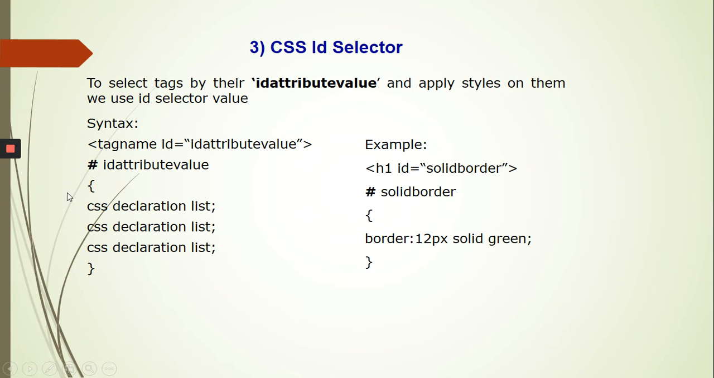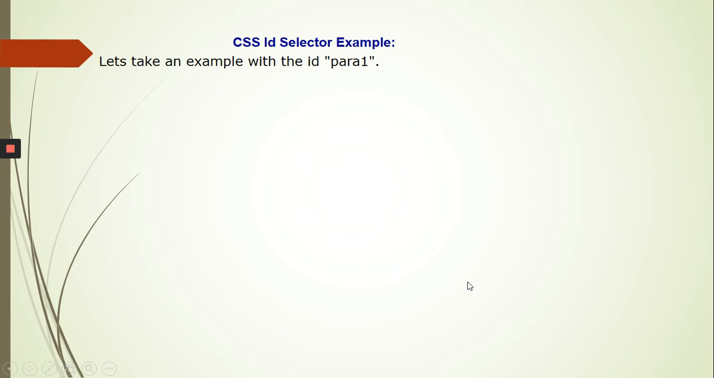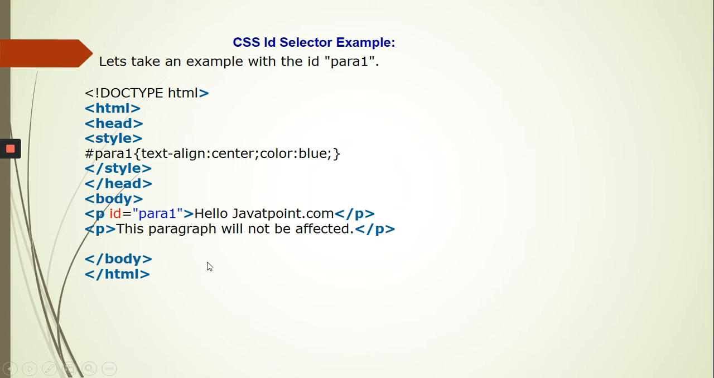And this part, everyone knows. This is our CSS declaration block. I've put an example. I've used an H1 tag and called it with an ID. I gave the attribute the value solid border. I called it using the number sign, hashtag solid border, and I am trying to give some kind of border. So we will see an example, right? This is a small HTML structure where I have used two paragraphs, and what am I doing?